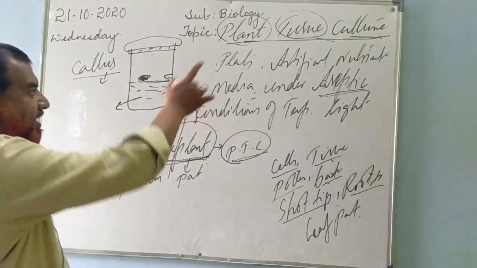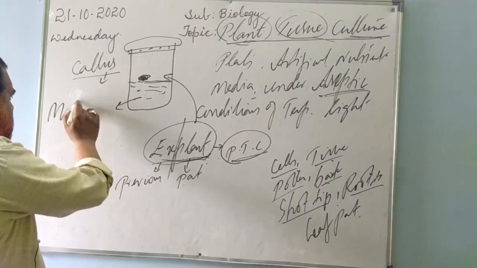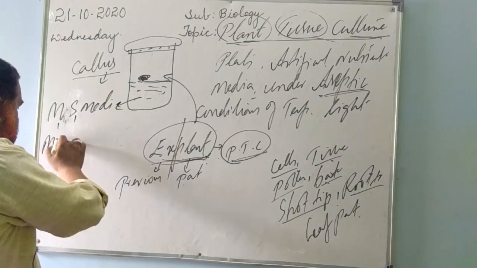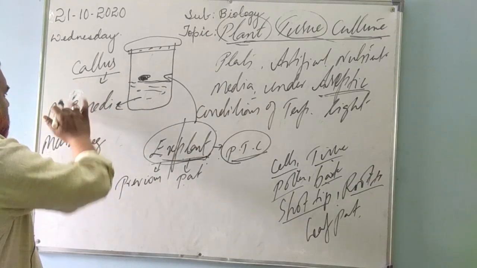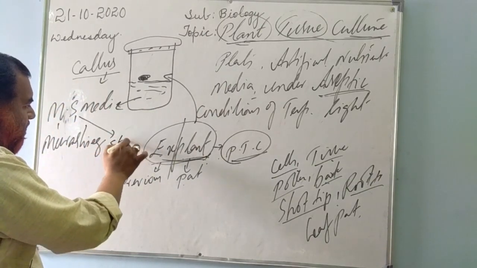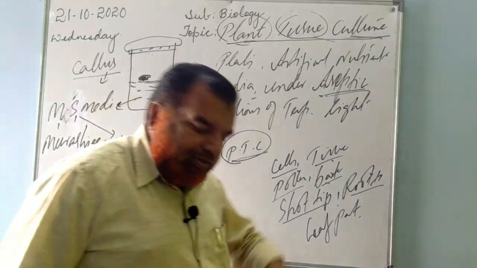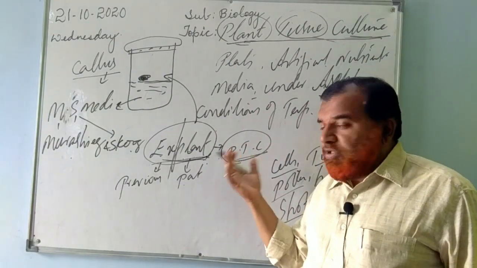This nutrient media, in case of plant tissue culture, is mostly MS media. What media? MS media. Because these are the two scientists, one is known as Murashige and the other is known as Skoog. These two scientists designed the first nutrient media. They first formulated the nutrient media for the growth of the plants.